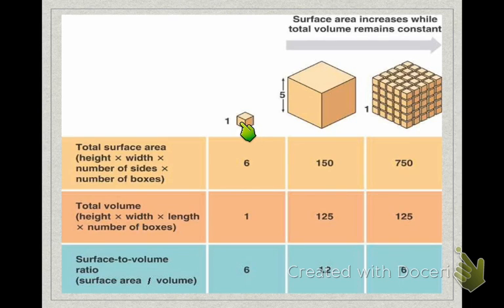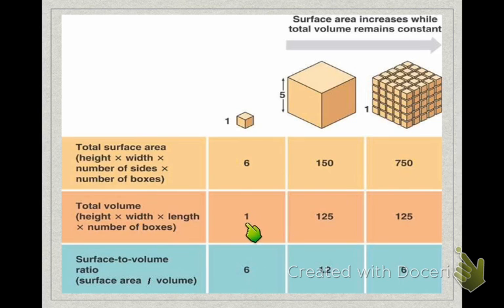And then I've got 6 surfaces, so I times it by 6. So this has a surface area of, where is it? There it is, 6, okay? The volume is going to be length by width by height. So that's 1 times 1 times 1. So it has a volume of 1 cubic unit.